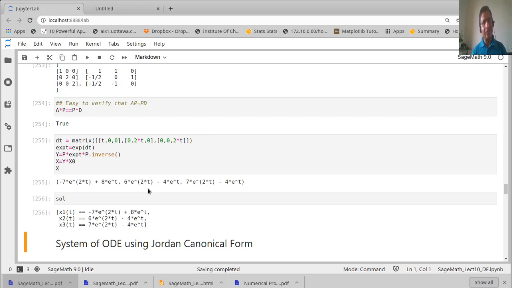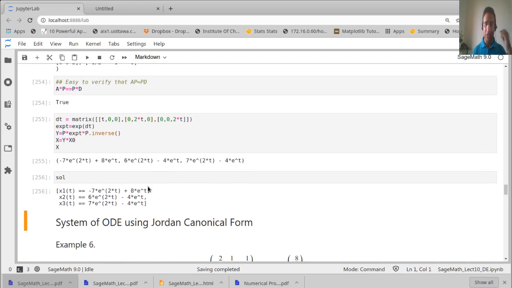Now the next question is, in case the matrix is not diagonalizable, then what will you do? So in that case we use Jordan canonical form. And we know that every matrix has a Jordan canonical form. Of course, you must have already gone through the theory, so you know all this. I'm not going to explain this.